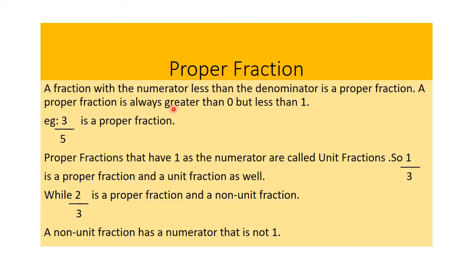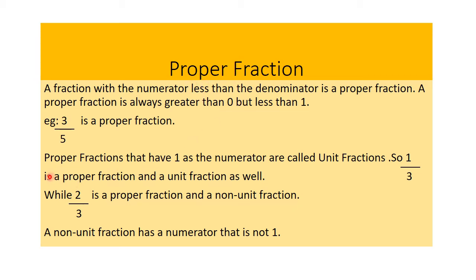A proper fraction is always greater than 0 but less than 1. For example, 3 by 5 is a proper fraction. Here we can see in this example that 3 is a numerator which is less than the denominator, which is 5. So 3 by 5 is a right example of the proper fraction. It is greater than 0, absolutely, but 3 by 5 is also less than 1. This is another thing you have to keep in mind while studying the proper fraction.